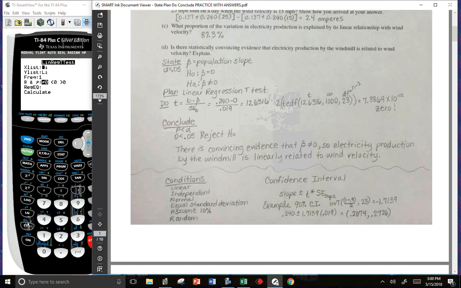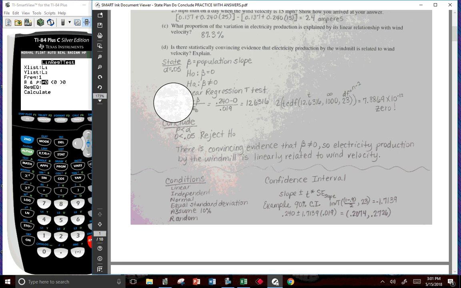Okay, so I'm going to do 2 times TCDF. This is my lower bound. I'm doing infinity as my upper bound. How did I get my DF? What is DF? 25 minus 2. Okay, only for linear regression, it's sample size minus 2. Only for linear regression. For everything else, it's minus 1. But for linear regression, it's your sample size minus 2. And earlier, we said that the sample size was 25. So 25 minus 2 gives us a degree of freedom of 23. Does that make sense? Type all that in, and you do not get 7.88. You don't even get 7.89, okay? Can you have a p-value that's greater than 1?